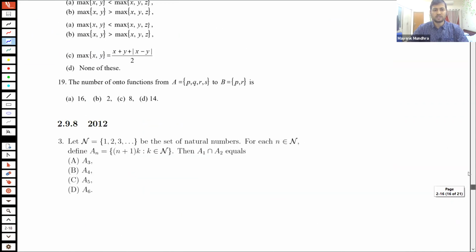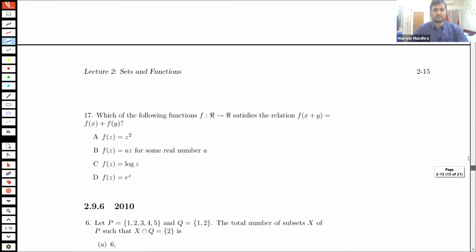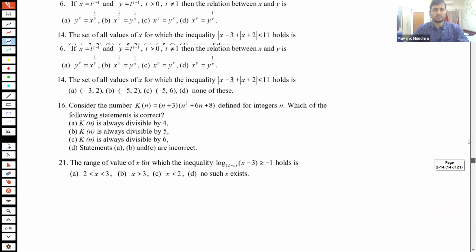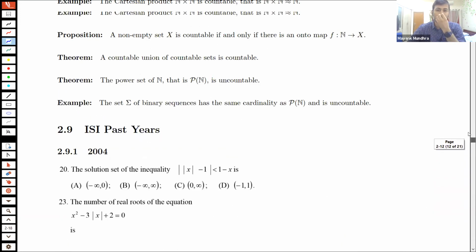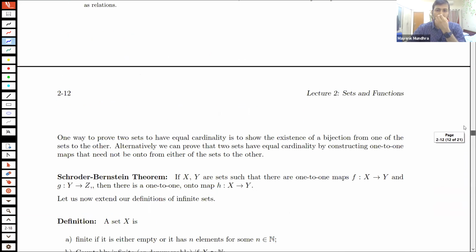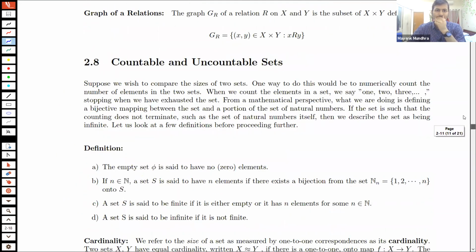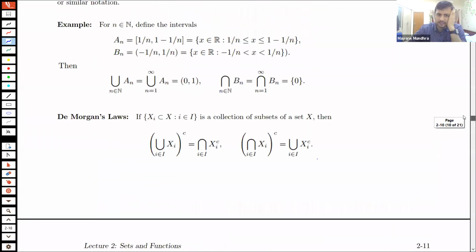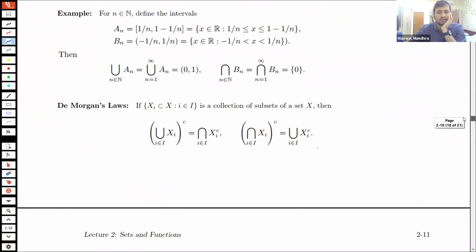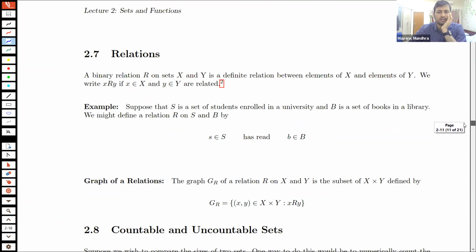I hope you guys have started the past years' questions, because there are a lot of past year questions from this particular topic. We talked about indexed collections of sets and everything. So this is done. We had to do relations.